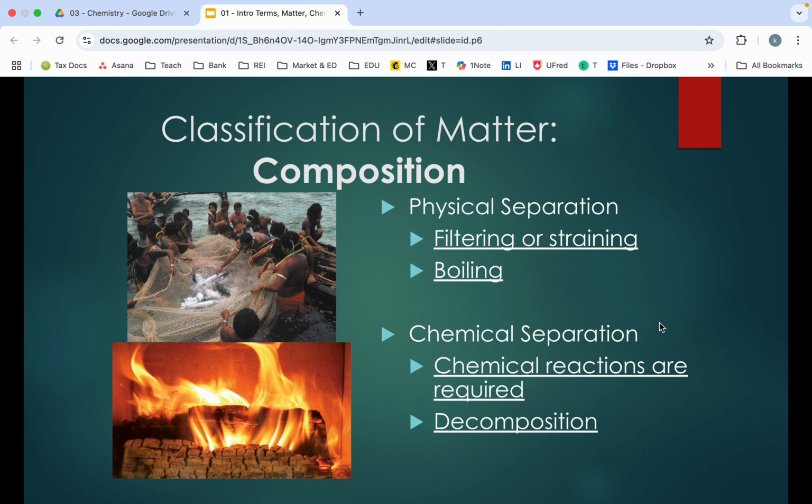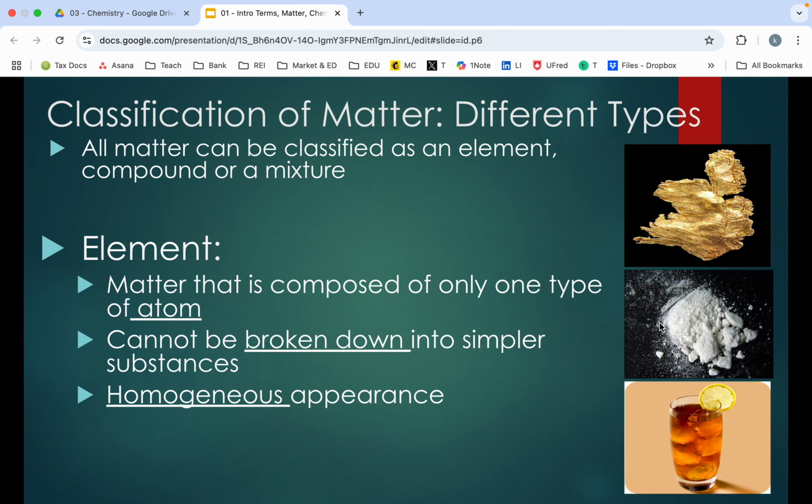Composition. Physical separation is through filtering or straining, or potentially by just heating it up and boiling it. And then a chemical separation requires a chemical reaction, and that could be something like decomposition, for example. The picture to the left there is a combustion reaction, so we're going to get heat and water and carbon dioxide and maybe carbon monoxide as a product of that.